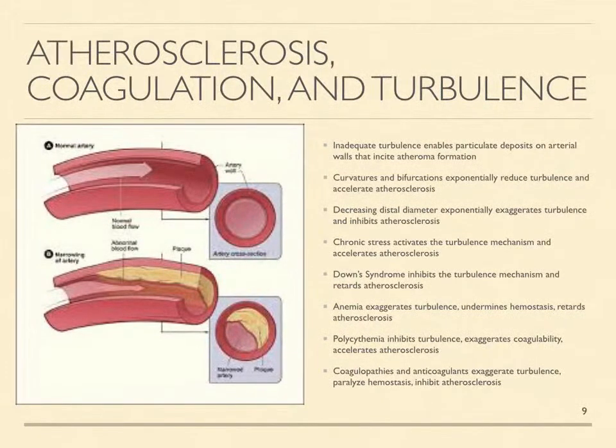Anemia exaggerates blood turbulence, inhibits atherosclerosis, and undermines hemostasis. Polycythemia inhibits blood turbulence, accelerates atherosclerosis, and exaggerates blood coagulability. Hemophilia, von Willebrand disease, and anticoagulant medications inhibit insoluble fibrin, enhance turbulence, retard atherosclerosis, and paralyze hemostasis.